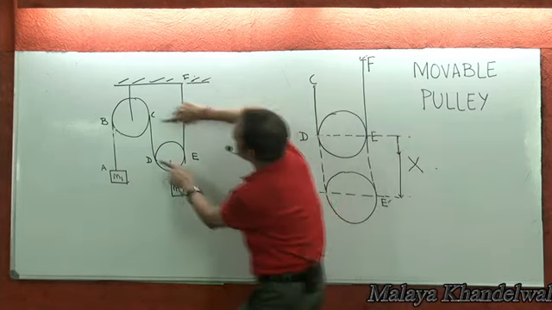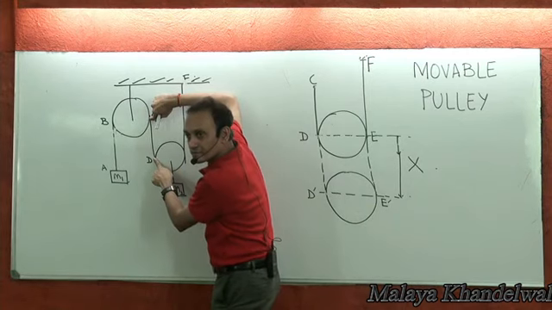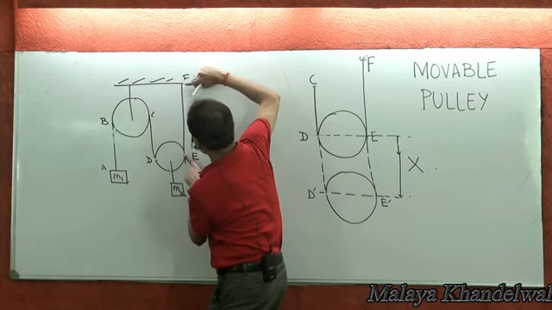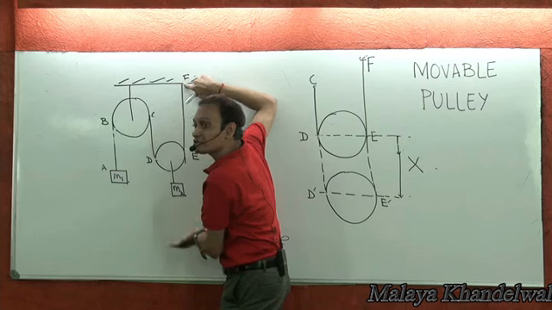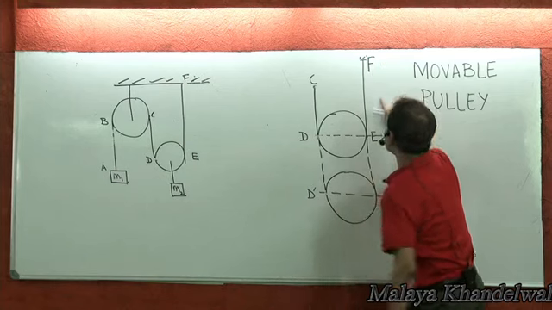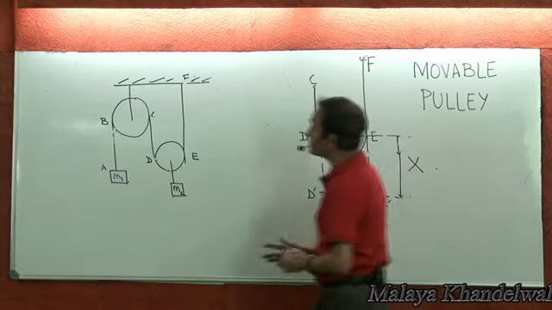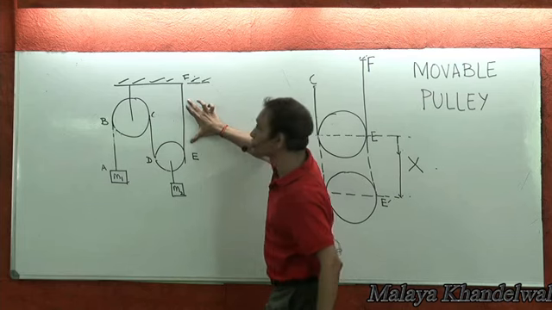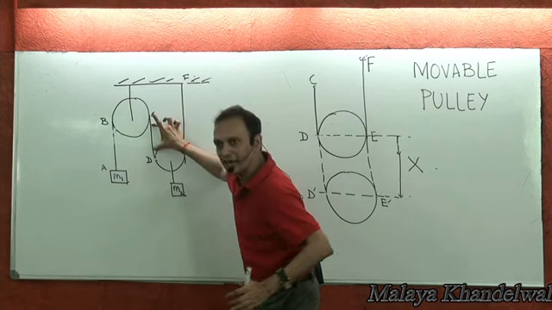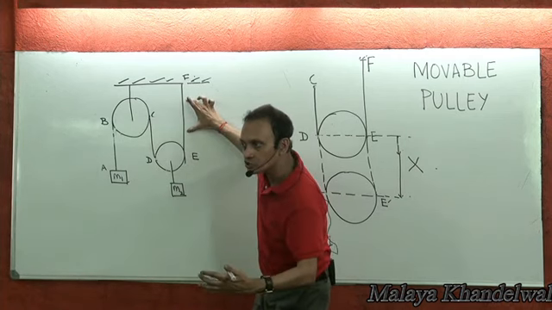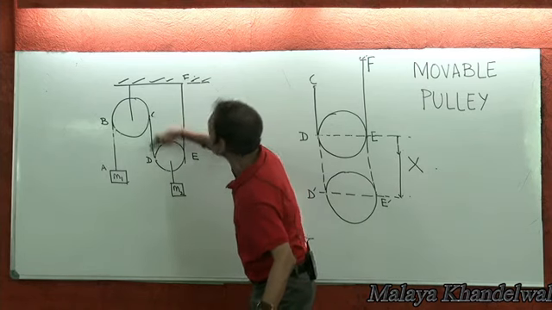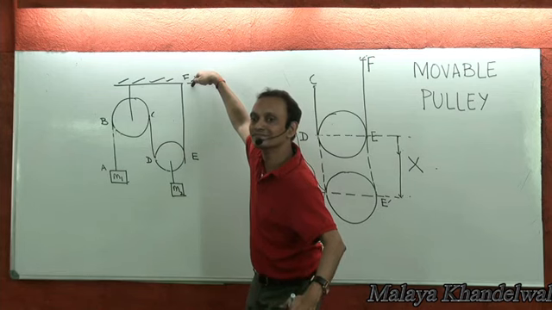Right? That means this length increases by x units. If the pulley moves down by x units, the length CD increases by x units. Also, the length FE increases by x units. So this length plus this length together will increase by 2x units. Yes or no?